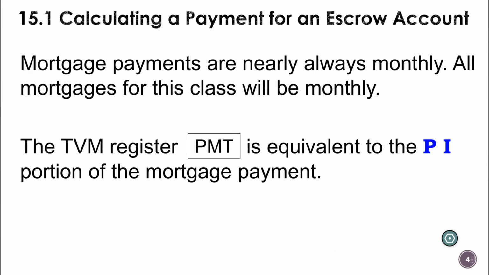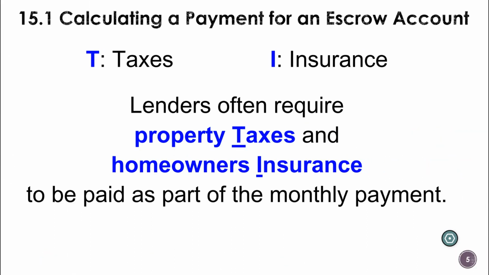So we already know that the mortgage payment is made up of the principal and interest, the PI portion of the mortgage payment, right? Because the PITI is what we're going to be talking about. And then the TI comes from the taxes and the insurance. If your lender requires you to have your property taxes and your homeowner's insurance paid as part of your monthly payment, that's going to be the TI part of this payment.